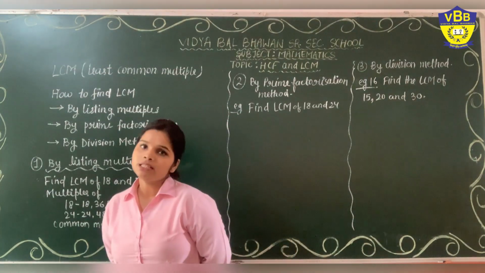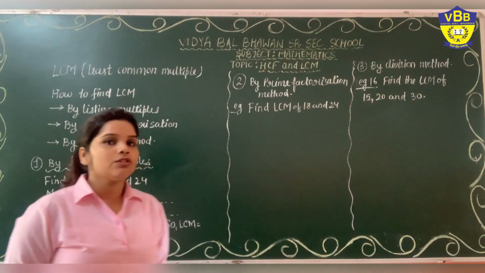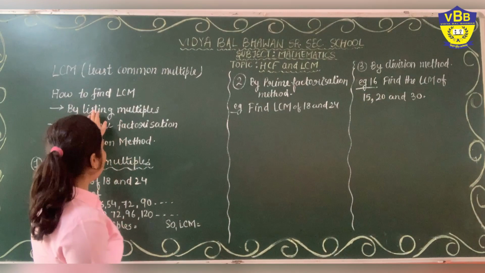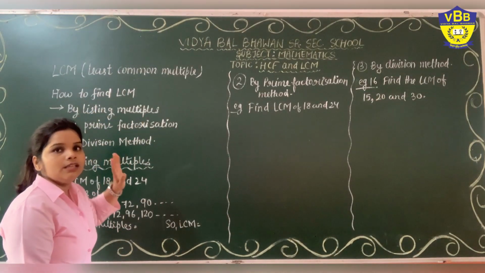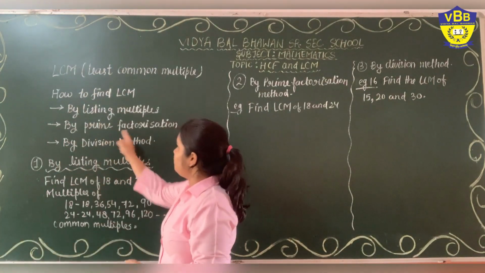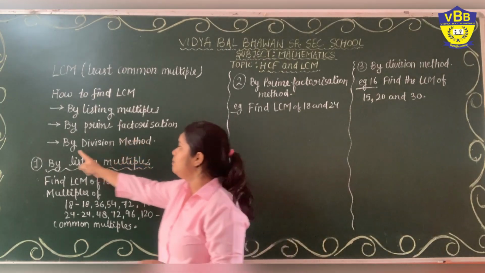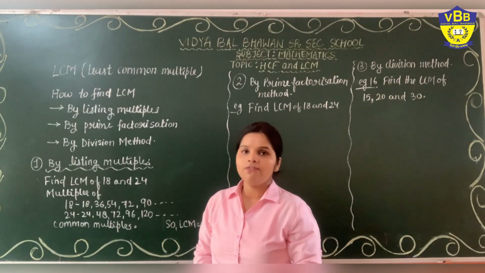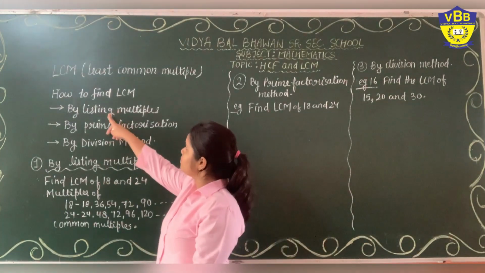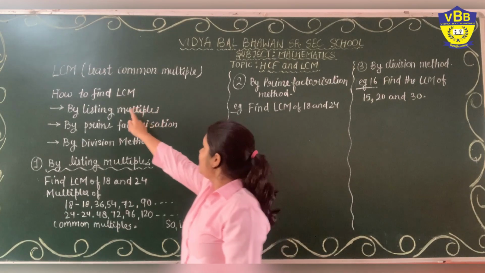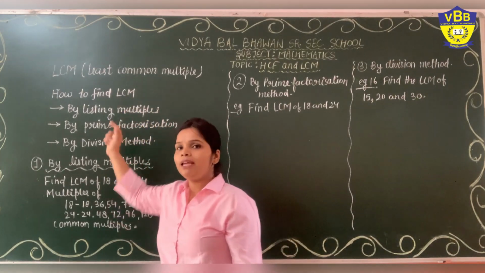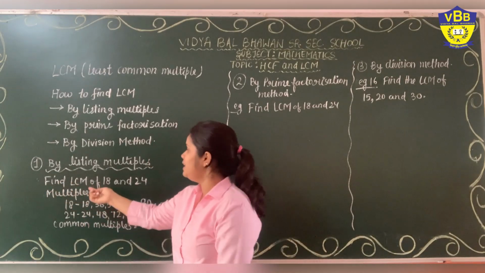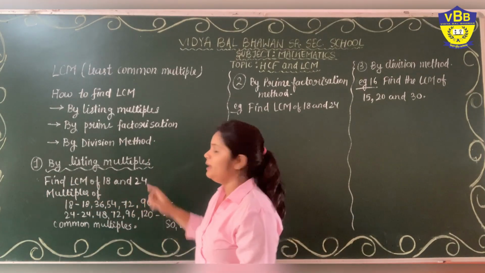So, this is LCM. Here also, to find LCM, we can use three methods. First one by listing the multiples, second one by prime factorization, third one by division method. So, if I talk about the first one, by listing multiples, here I have an example. Find LCM of 18 and 24.